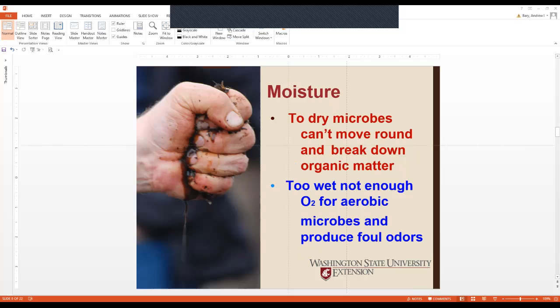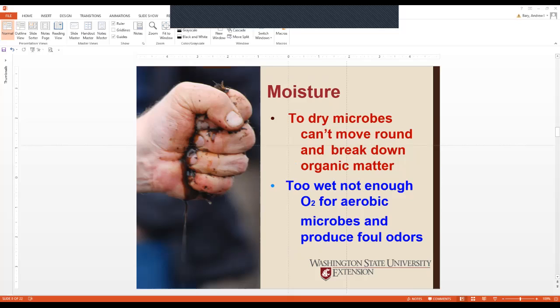Moisture content is also very important in dealing with your pile. You don't want to be too dry, you don't want to be too wet. We don't want to be too dry because you want your microbes, your bacteria, to move around your pile and break down the organic matter in your pile. So you really want to make those happy. In a composting pile, what you're trying to do is become a microbe farmer and make those microbes happy and make them compost in the most efficient way we can.